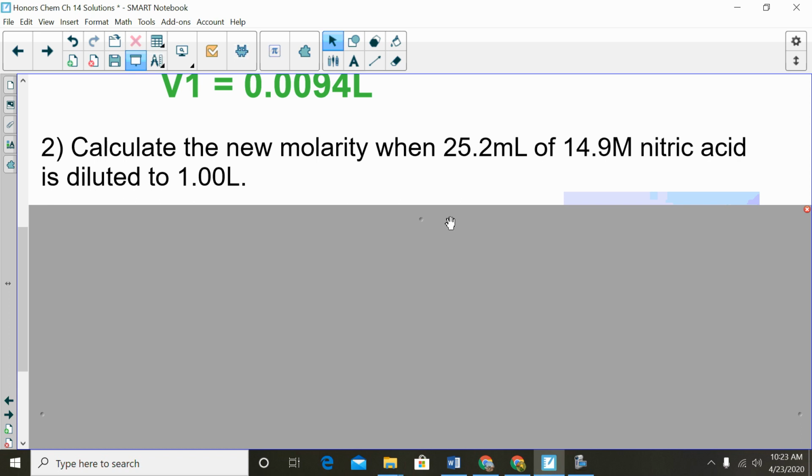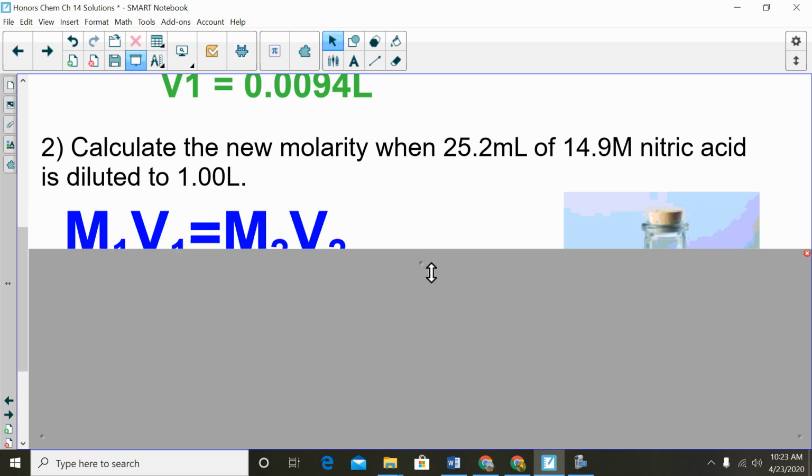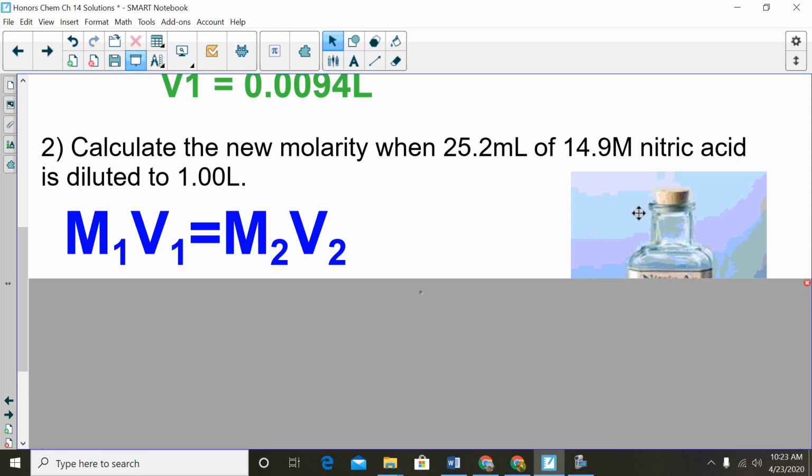Calculate the new molarity when 25.2 milliliters of 14.9 molar nitric acid is diluted to 1.00 liter. So now, what do we have? Okay, well, there's my nitric acid. You'll see it being revealed. Okay, same formula. M1V1 equals M2V2. So again, usually when you see that high number, that's your stock solution. So 14.9 molar nitric acid, that's my M1, that's the stock solution. And this time it's actually giving me how much of that I need, 25.2 milliliter. So that's my V1.